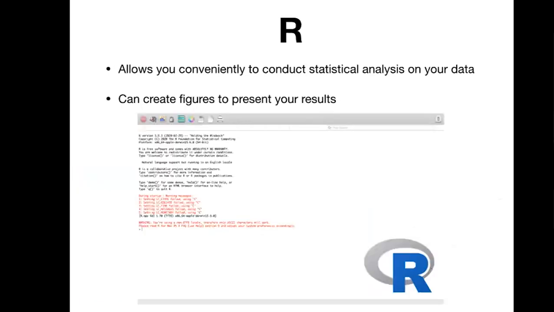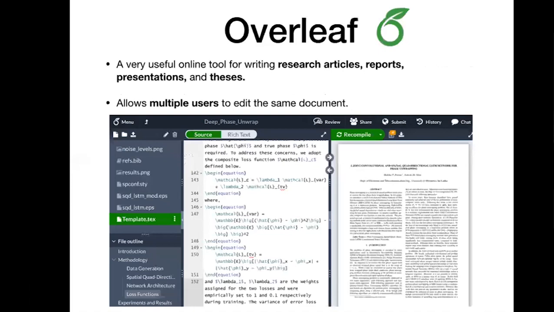And then R is also another similar software. I haven't used it much, but it still can do a fantastic job in creating statistical analyses and creating figures. And then you have Overleaf, which is probably one of the most useful tools used by researchers all around the world, because that's an environment where you can write reports in LaTeX very easily, and multiple users can edit the same document as well. So collaborating becomes very easy through an Overleaf document.